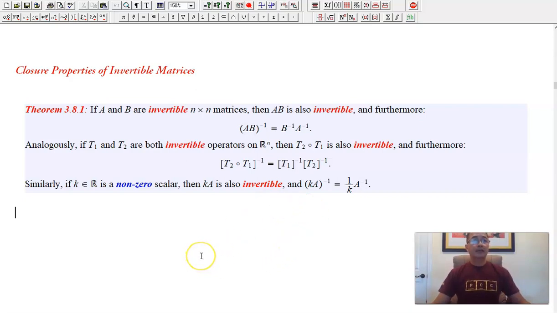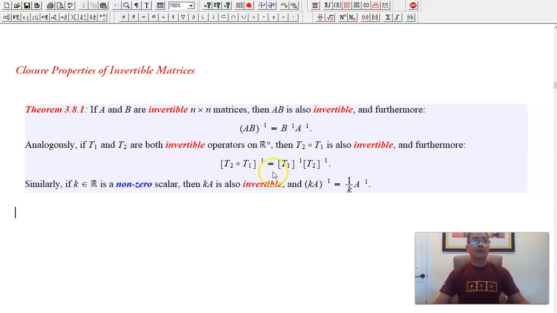Analogously, if T1 and T2 are both invertible operators, they are both bijective, then the composition is also invertible. Furthermore, the matrix of the inverse of the composition T2 composed T1 is the matrix of T1 inverse times the matrix of T2 inverse. Similarly, if K is a non-zero scalar, then K times A is also invertible, and the inverse of K times A is the reciprocal of K times A inverse. Okay, so let's prove the first equation, the first sentence.